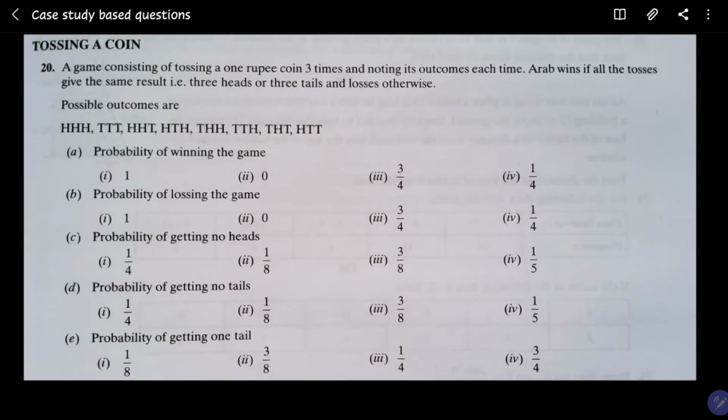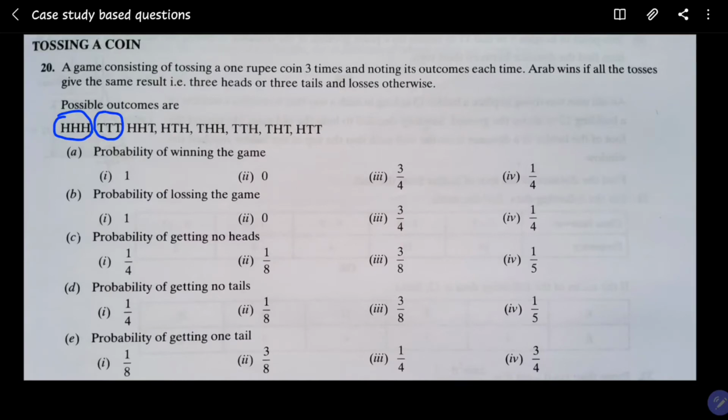Let us see the next question, in which 3 coins are given, 3 1 rupee coins. So these 3 coins are tossed and the outcomes are listed here. Here the winning condition is, if 3 heads or 3 tails appear, then the person will win, otherwise the person will lose. Let us see the first question, the probability of winning the game.